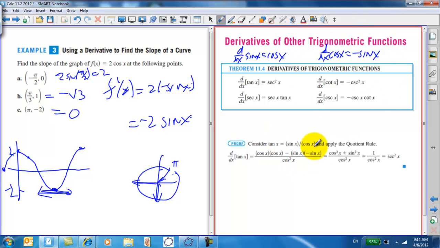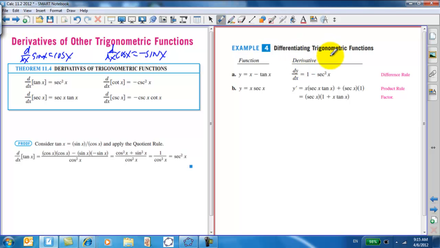And here's why the tangent ends up being so strange. You have to apply the quotient rule to it. Think of it as sine over cosine. So low d high minus high d low over low squared. And use a trig identity, cosine squared plus sine squared to get 1. And that's how you get secant squared of x.